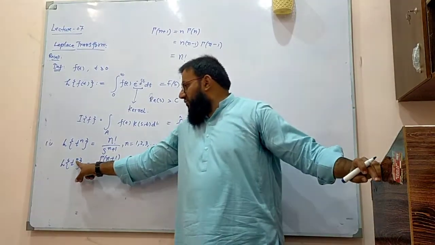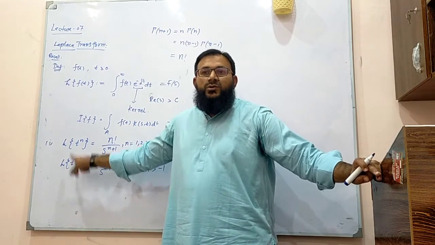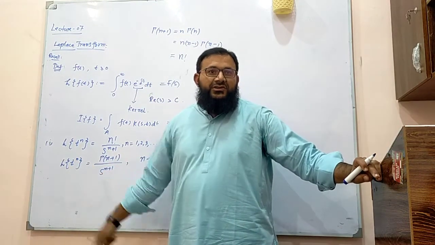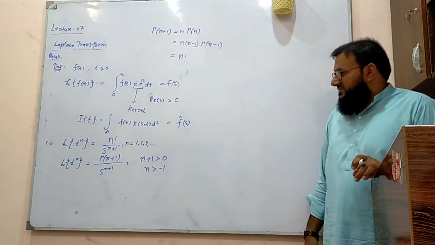It means n should not be minus 1. If n is minus 1, this becomes 1 over t, and the Laplace transform of 1 over t does not exist. We know this. It is valid under these conditions.